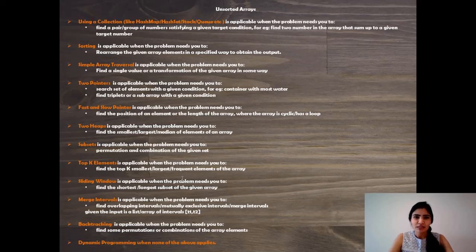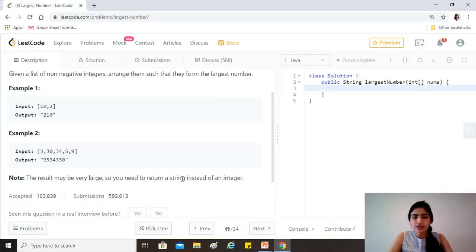Okay, so since this question requires us to rearrange the given array elements in a specific manner so that we get the largest number that can be formed from those numbers, here we basically need to sort, but we just need to sort the array in a specific way, right? So we need to tweak the way the comparator works for sorting the array, right? It's very simple and very straightforward. We need to override the comparator in a way that we are able to generate this output.